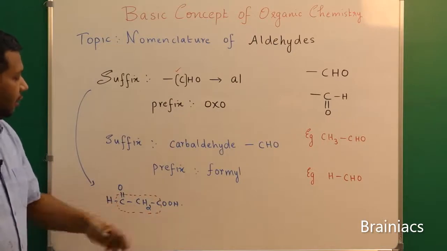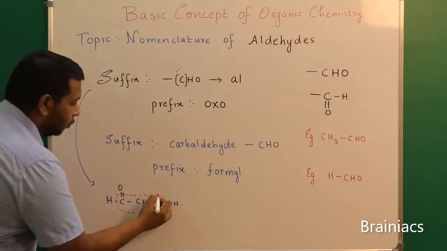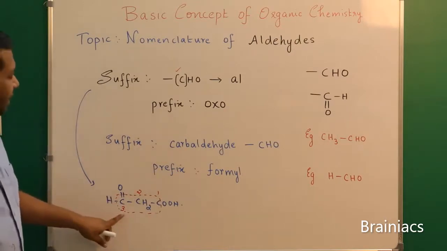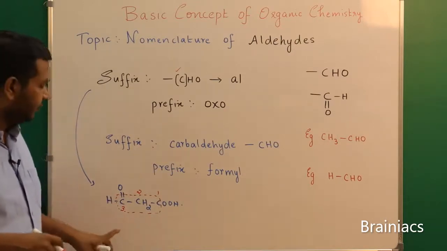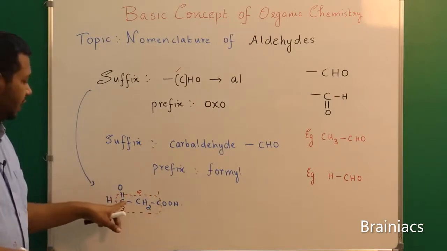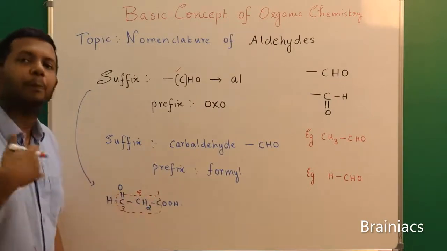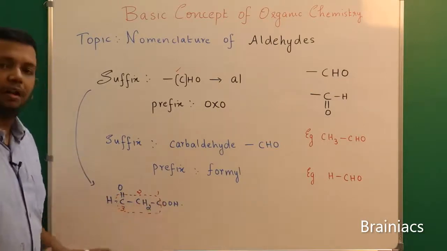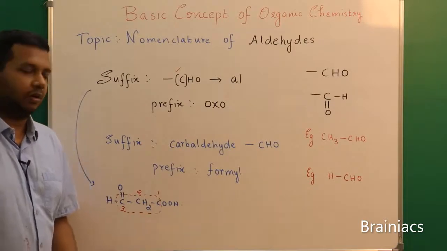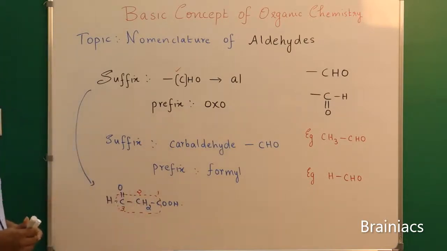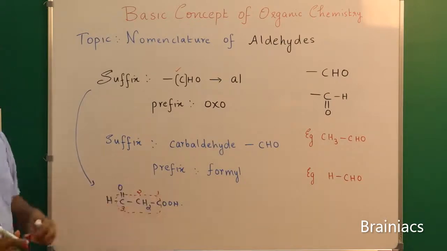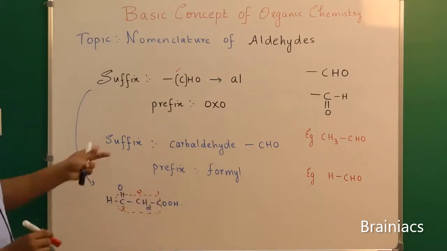So what is the name? I will number it 1, 2, 3. So what is the possible name? I can say 3, it's a substituent. So first the prefix, 3-oxo. How many carbon atoms are there? 3 carbon atoms. 3-oxo, prop, all are linked with a single bond, propan, 1-oic acid. Understood? So that is the way we need to name this compound. I hope you understood. 3-oxopropan-1-oic acid. Now comes the next case.